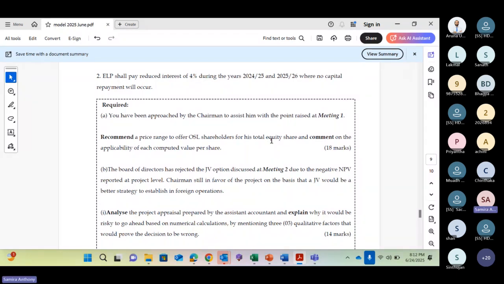The board of directors has rejected the JV option discussed at meeting 2 due to negative NPV reported at project level. The chairman is still in favor of the project on the basis that JV would be a better strategy to establish foreign operations.